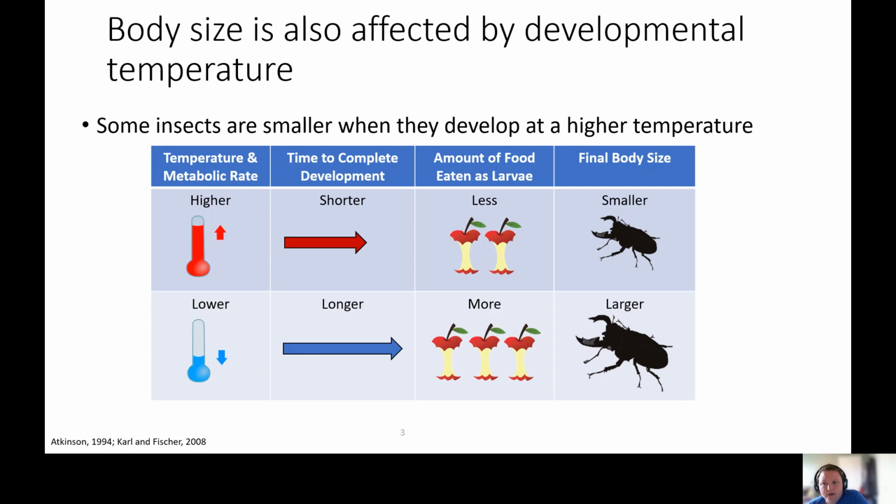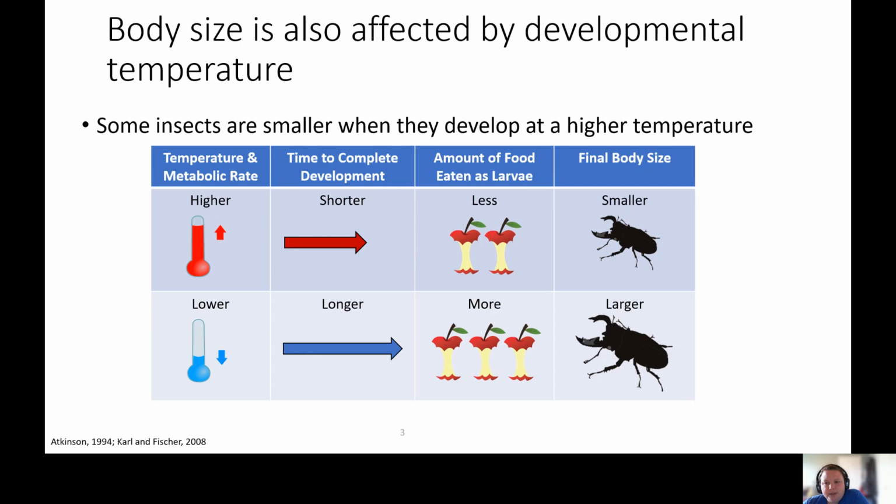Some insects are smaller when they develop at higher temperatures, and this is known as the temperature size rule. The temperature size rule can be explained simply because insect metabolic and developmental rates increase with increasing temperature. They spend less time feeding, they consume less food, and they grow to be a smaller body size.